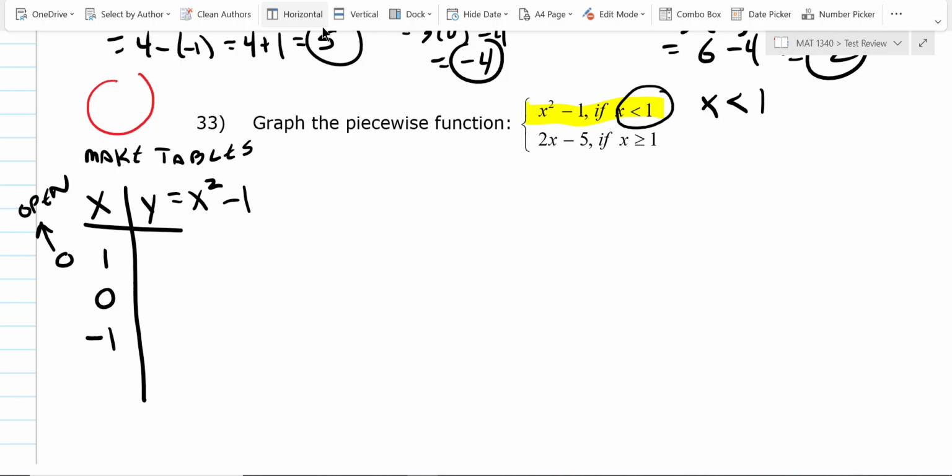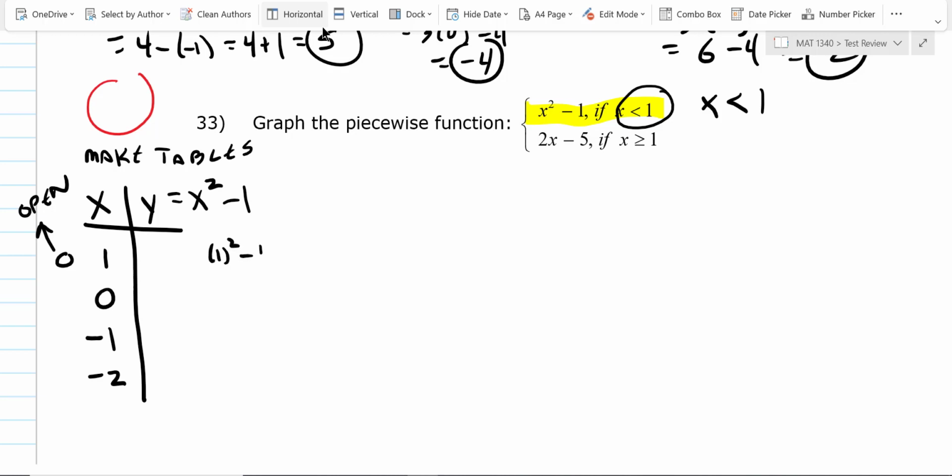0 is a good choice. -1 is a good choice. -2 is a good choice. The more you pick, the more accurate your graph is. Okay, so notice I picked things at 1 and things that were less than 1. But notate that you have an open bubble on the 1 where it comes to an end. Now we just do this.